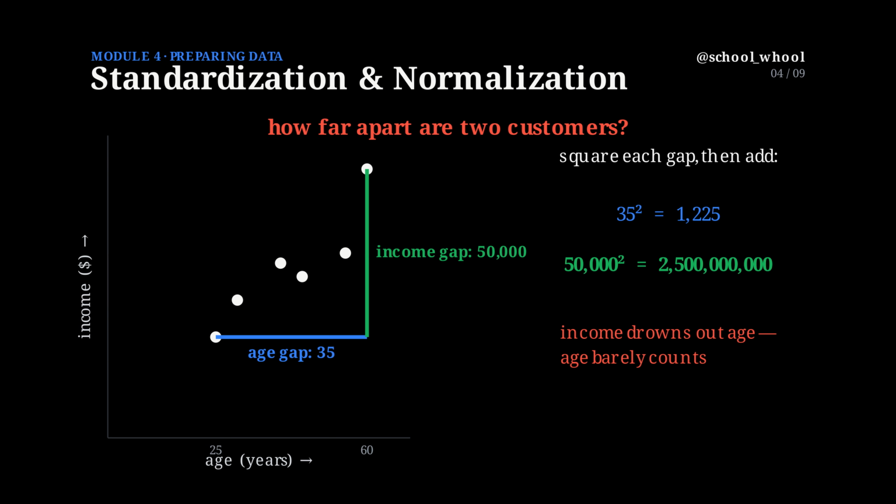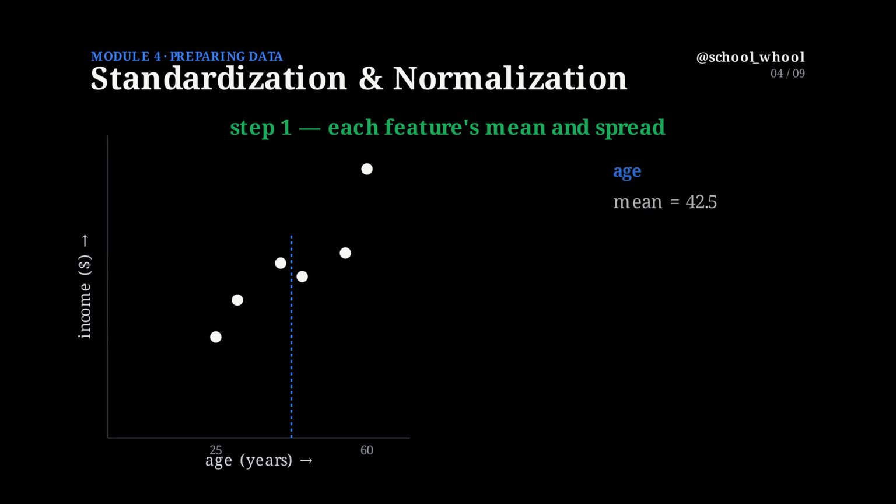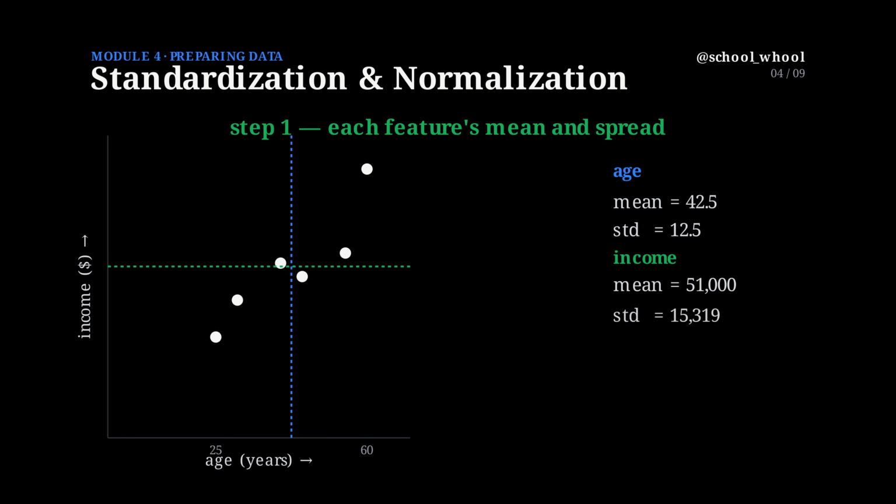The classic fix is standardization. The idea: rewrite every feature in terms of how far it sits from its own average. So first we need 2 numbers for each feature. Take age. Add up the 6 ages and divide by 6. The mean comes out to 42.5. Then we measure the spread, the standard deviation, how far a typical age sits from that mean. For age, that's 12.5.